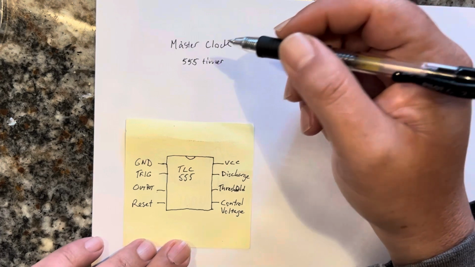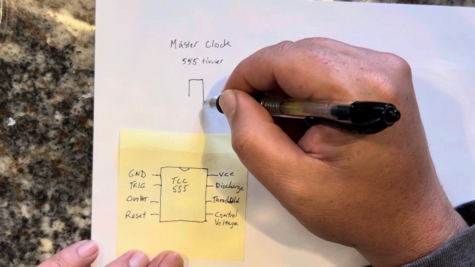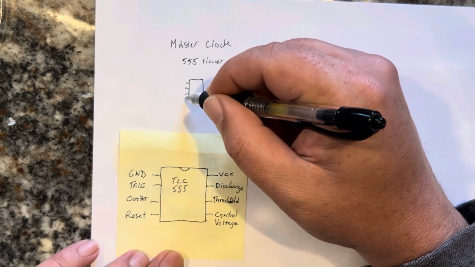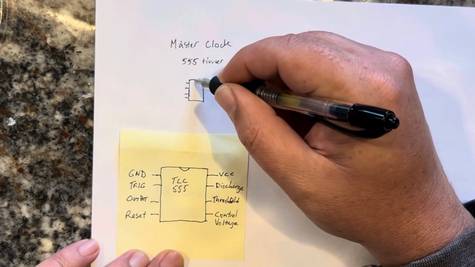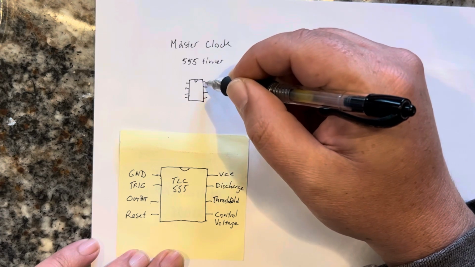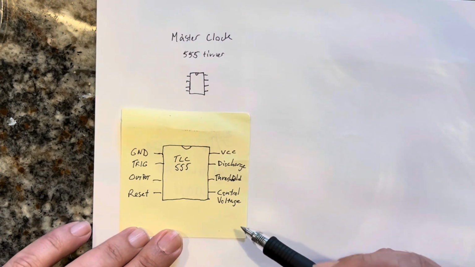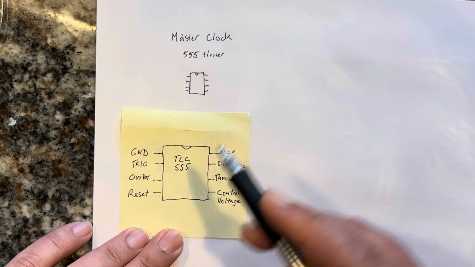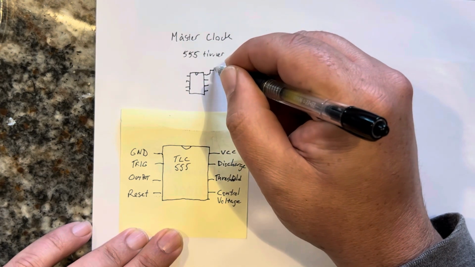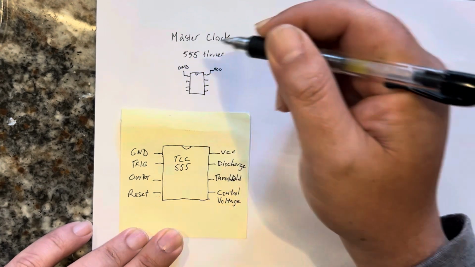I'm going to redraw the chip here, and this is pin 1, 2, 3, 4, 5, 6, 7, and 8. The reset pin is pin 4. This pin goes to VCC. This pin goes to ground.